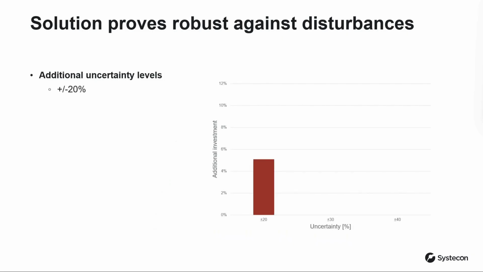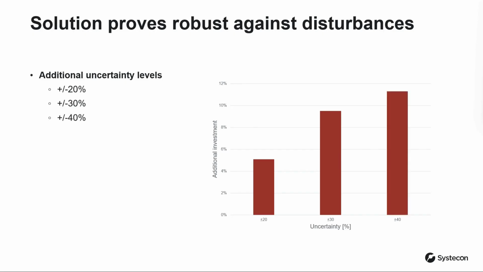Again, with 20% uncertainty, we can expect around 5% in additional investment. For 30% uncertainty, it's just below 10%. For 40% uncertainty, we can reach almost 12%. Now keep in mind that we reach these numbers in only 10% of the outcomes, so chances are that you will have to spend less than this.